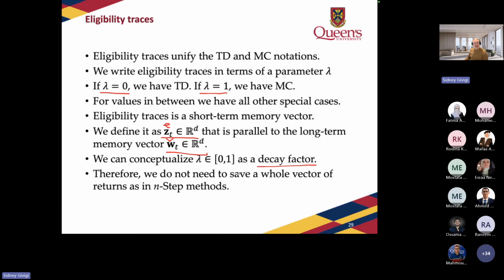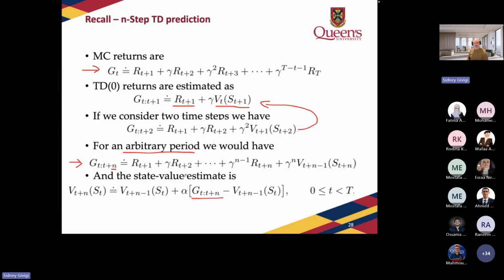So we don't need to save the vector of returns as we do in the n-step methods. And observe that in this n-step method here, we need to save all these rewards, and we need to save the returns as well. So this is costly memory-wise and also algorithmically, because then our algorithm is going to have some if-then statements so that we can actually make this work.